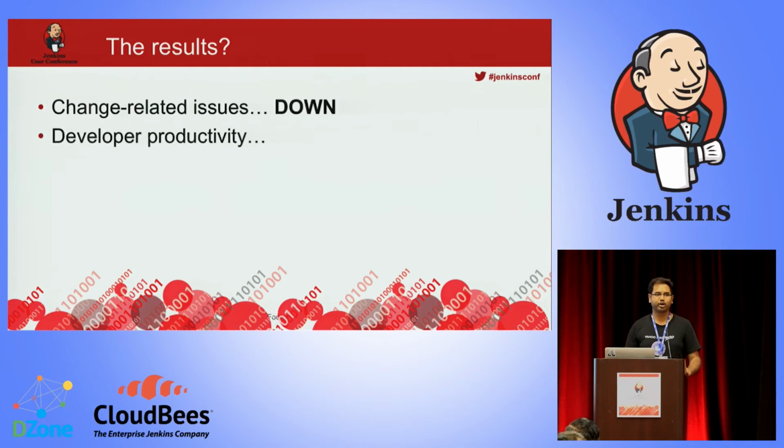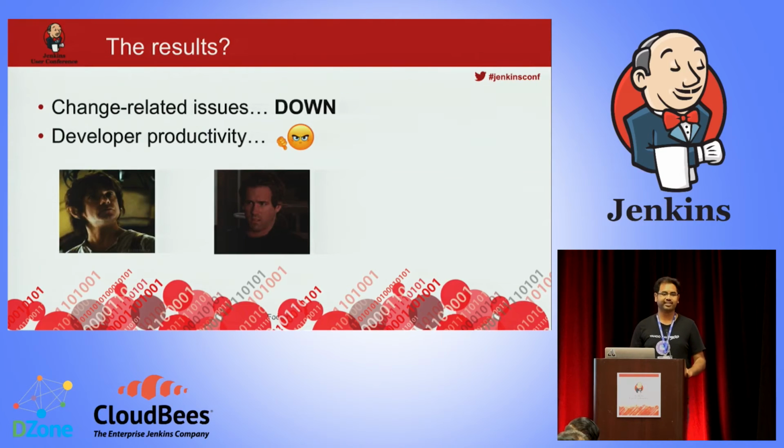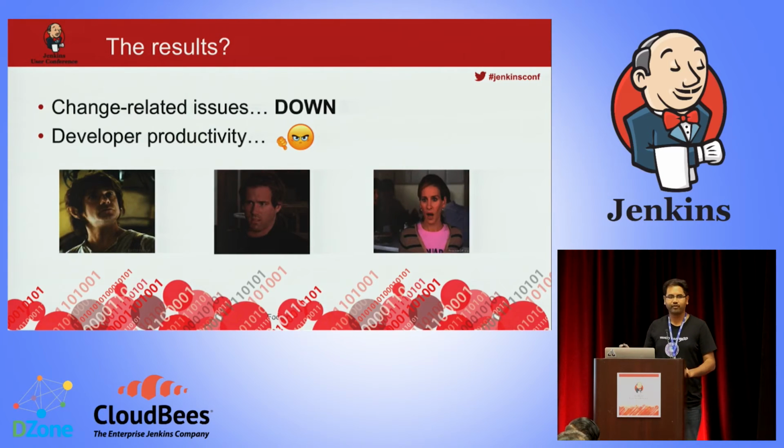Second thing, developer productivity. What do you guys feel? Did it go up? To our surprise, it went down overall. So we were shocked. What went wrong? What is happening? This is supposed to improve the process, but still developer productivity is down overall.